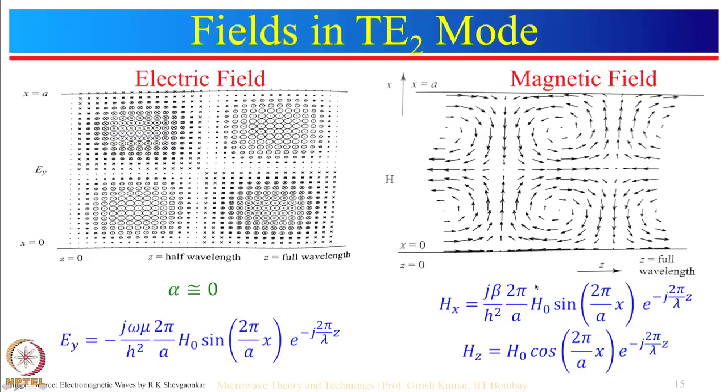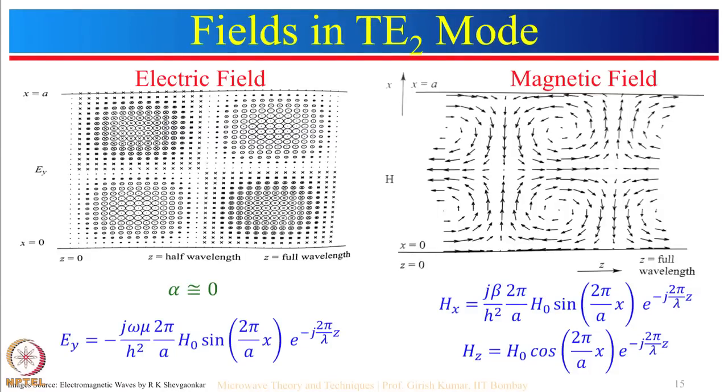So this is how the electric and magnetic fields vary in the TE2 mode in a parallel plane waveguide. So in the x direction, or in the direction in which the wave is confined, the variation of the fields is 2 half sinusoidal. Or in general, if we have a TE or TM mode, then the variation of the fields along the direction in which the confinement has been done will be m half sinusoidal.